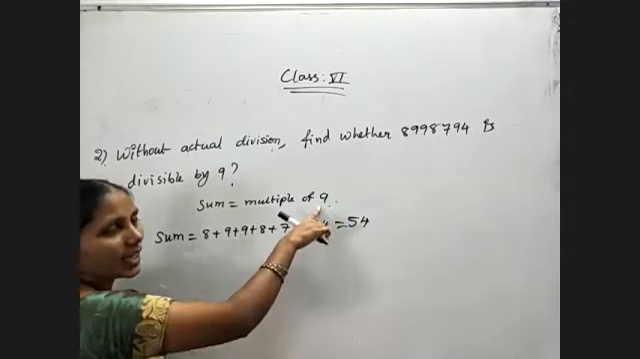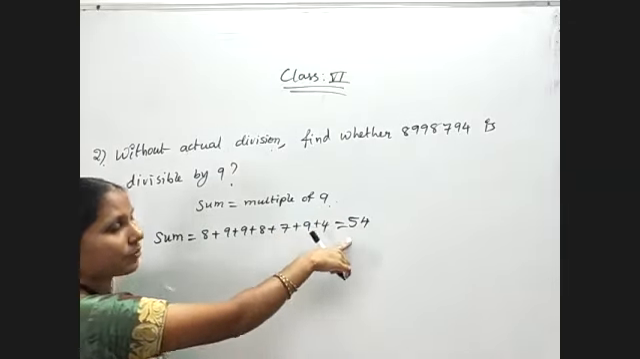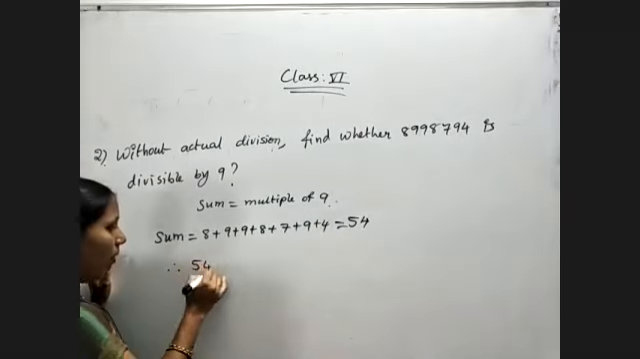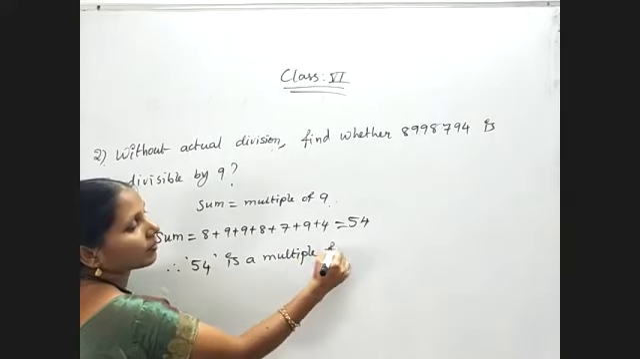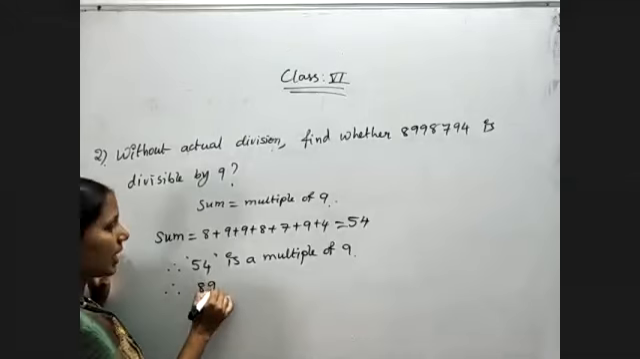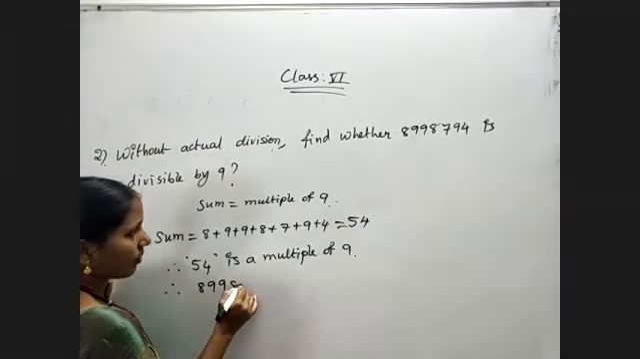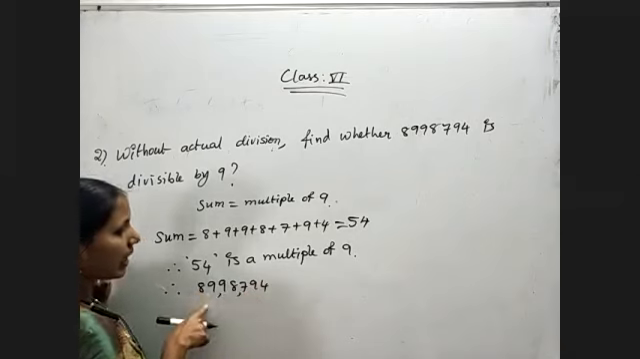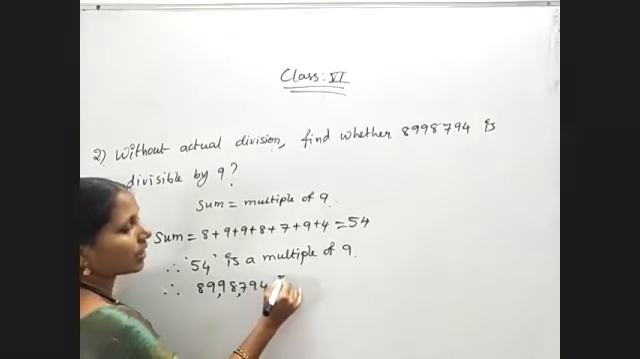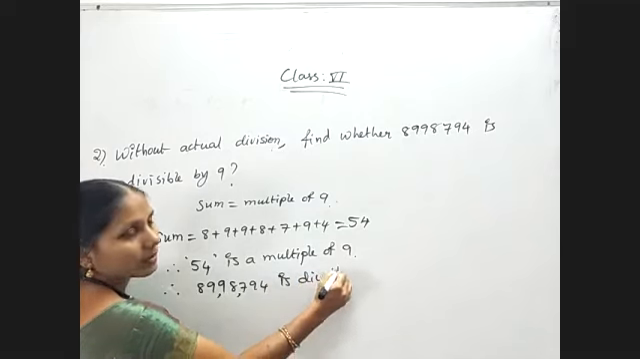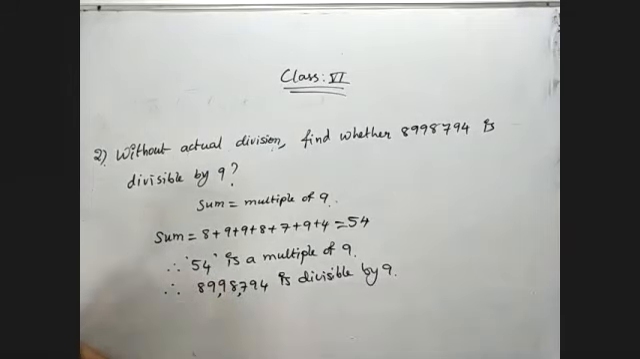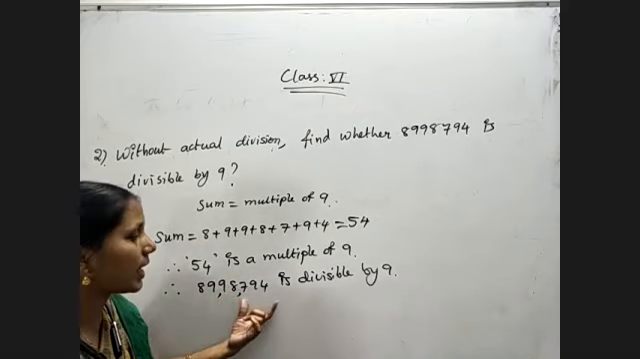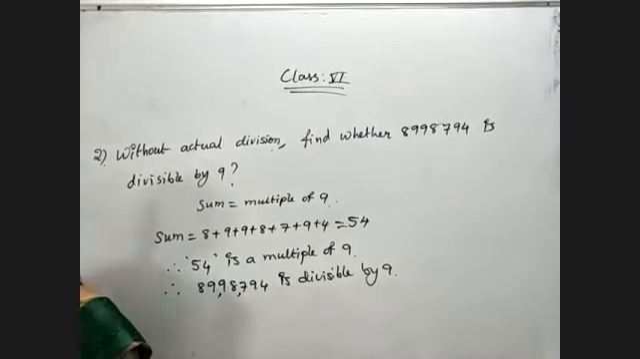Okay. Do we get 54 in the 9 table? As 9 sixes are 54. Therefore, 54 is a multiple of 9. So the complete number, 8998794, is divisible by 9. So simple, whether the sum is divisible by 9 or not, 54 is divisible by 9. That's why 8998794 is divisible by 9. Now coming to the next question.